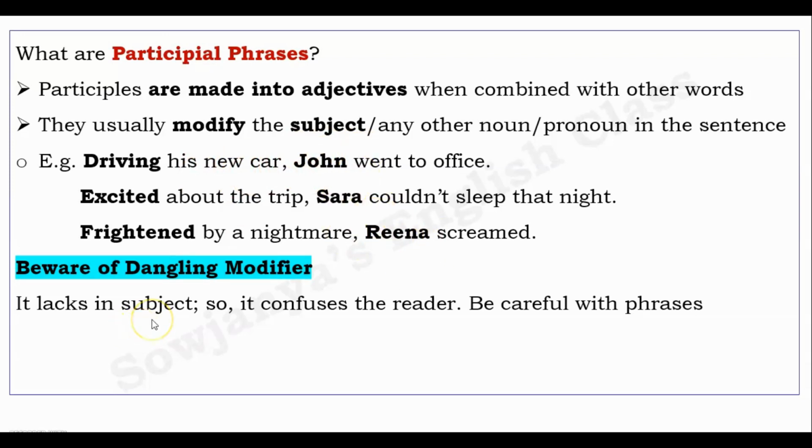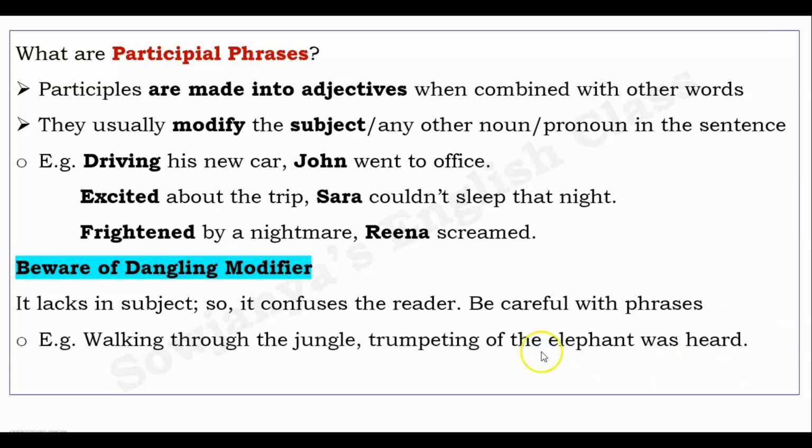But here what happens is sometimes we get carried away while in the flow of writing. We don't see that we have missed out the subjects of some phrases. Then they don't make any sense at all. Those are called dangling modifiers. They lack a subject. And this particular pattern confuses the reader. Be careful with these phrases. Look at the example, you will understand.